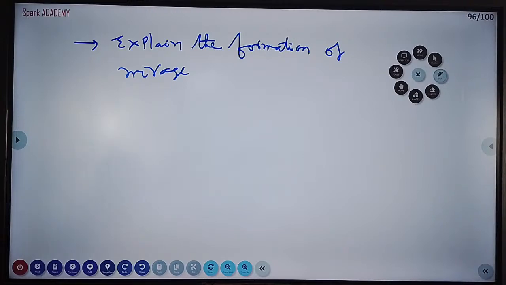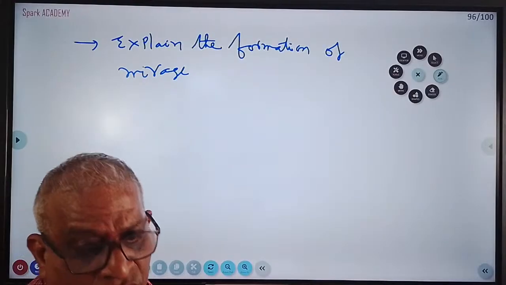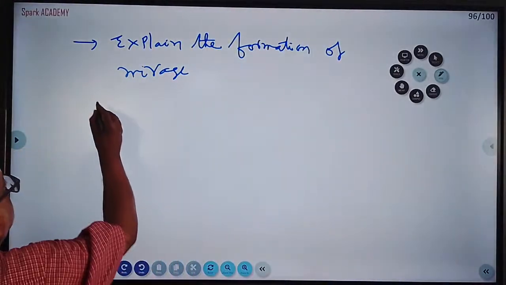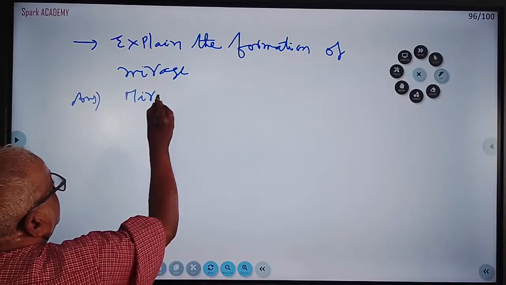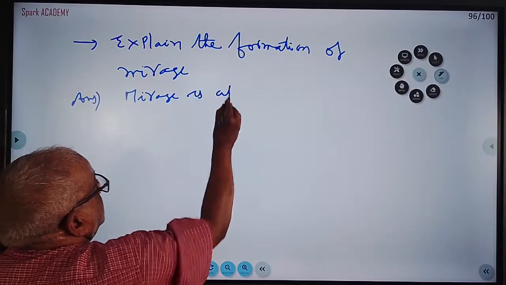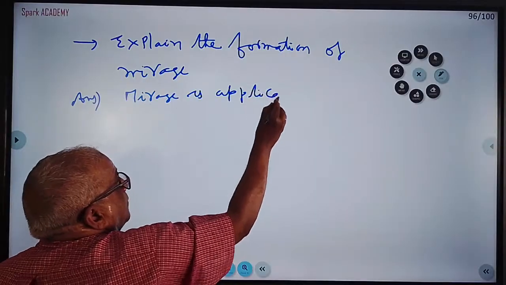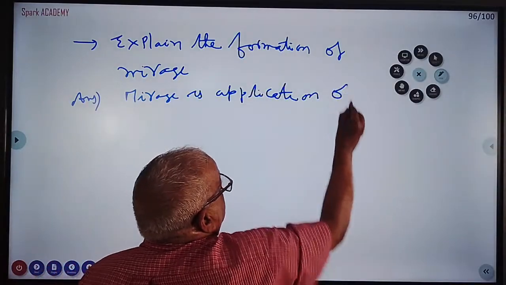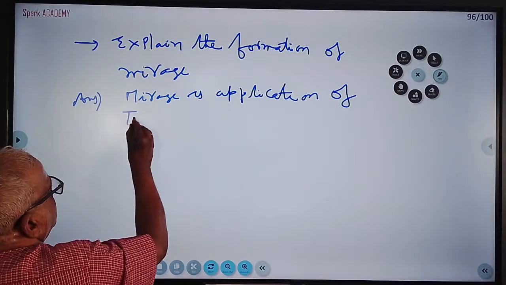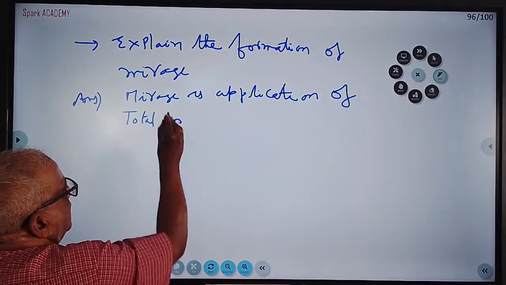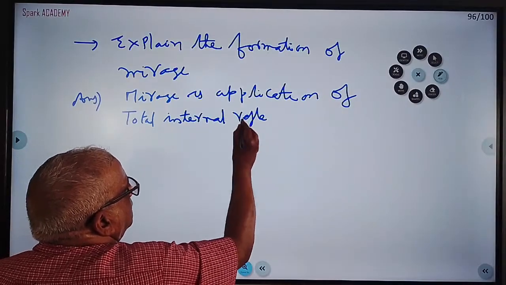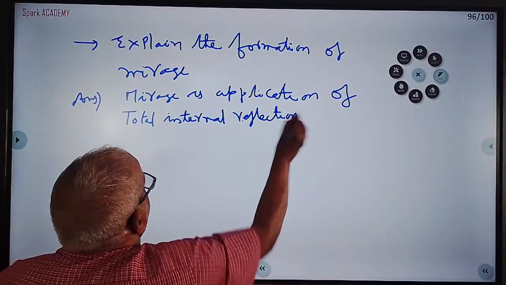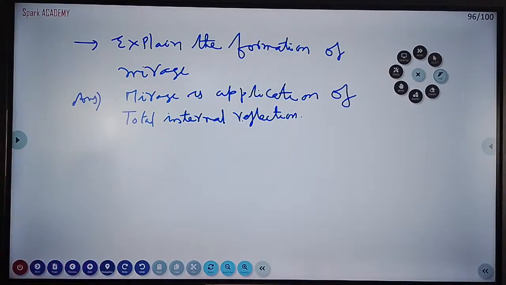Mirage is the application of total internal reflection. My dear students, mirage is the answer. First you have to write this sentence: Mirage is the application of total internal reflection.